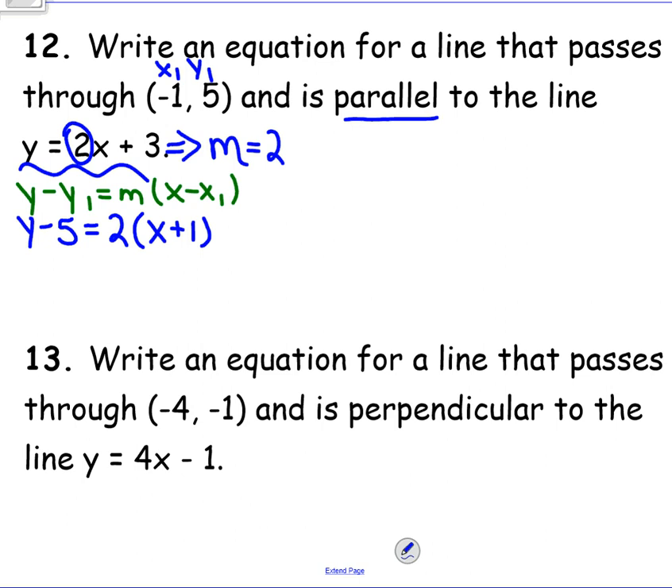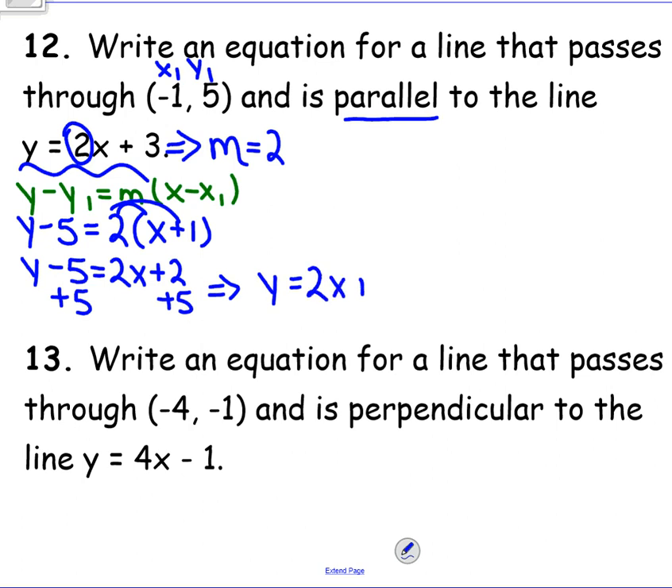Got it in point slope form. We're going to distribute the 2 through. Y minus 5 is equal to 2x plus 2. Make sure both the x and the 1 get multiplied by 2. And finish it off by adding on 5 to both sides. Y is equal to 2x plus 7. There is your equation for a line parallel to the given line that contains the point (-1, 5).